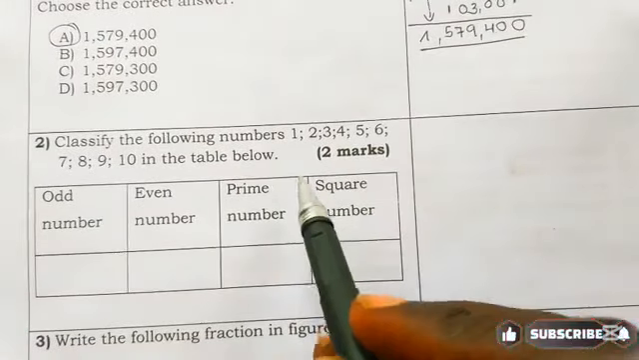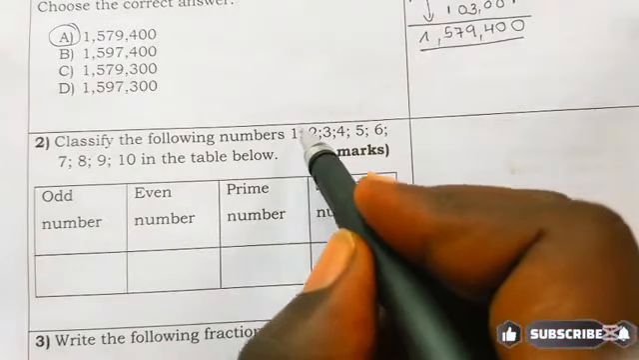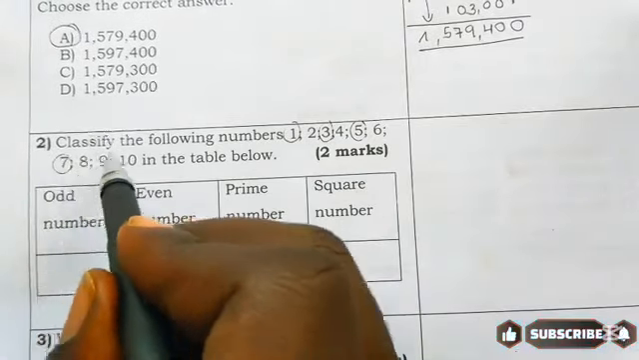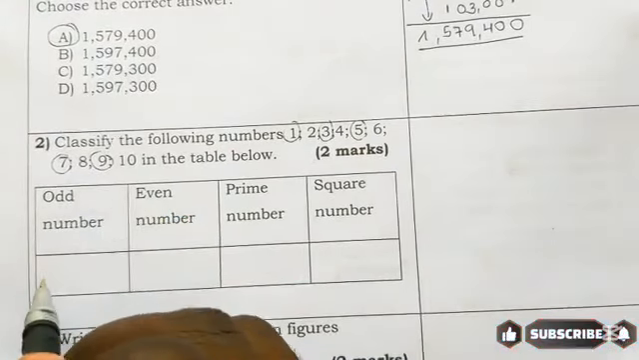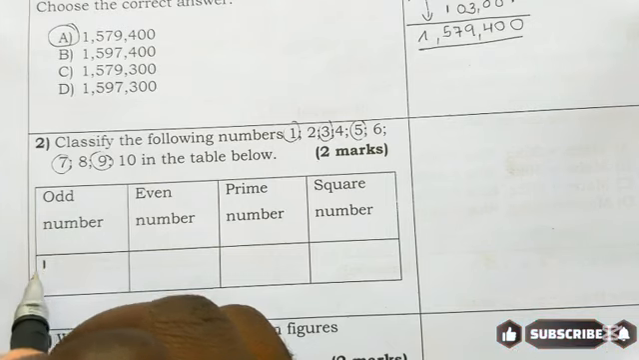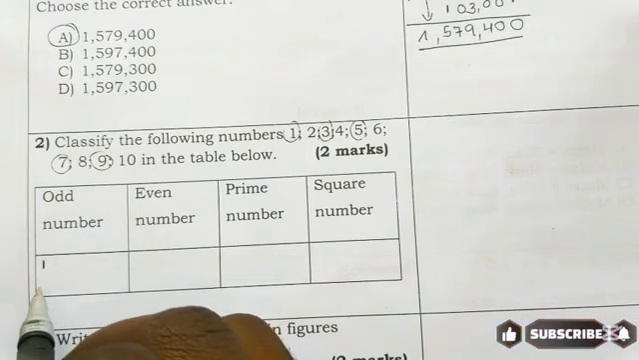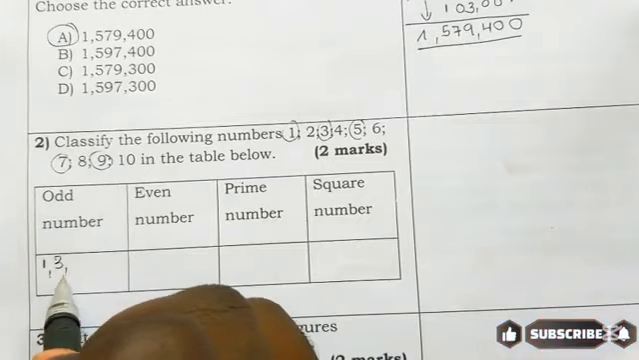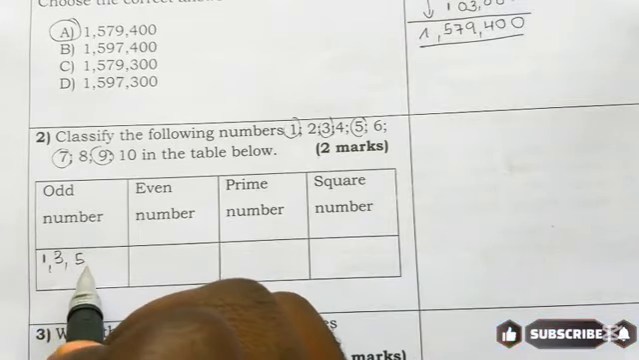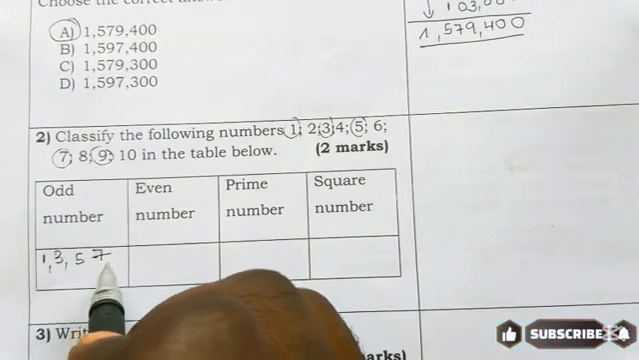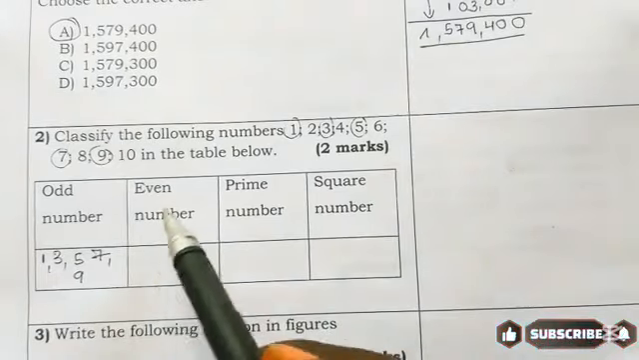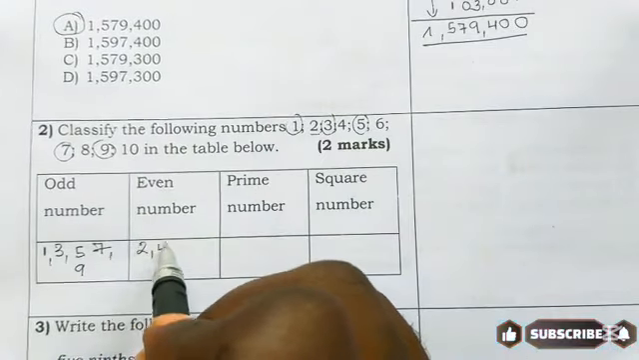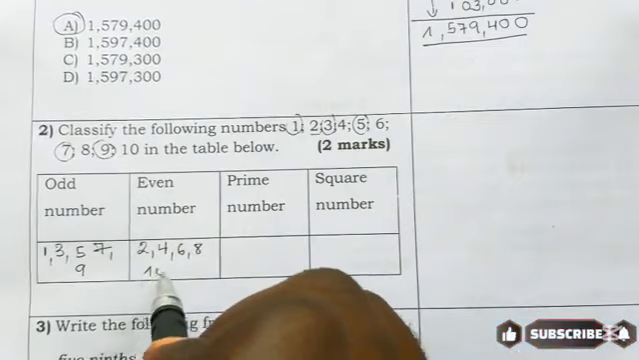For odd numbers, we know that those are numbers which cannot be divisible by 2. They are 1, 3, 5, 7 and 9, so we write them here. Even numbers are numbers which can be divisible by 2. Starting from here, we have 2, 4, 6, 8, and 10.